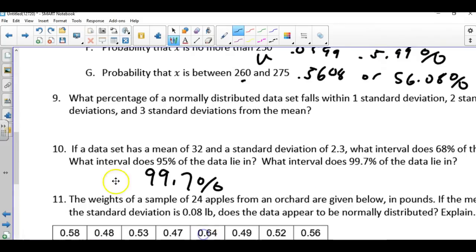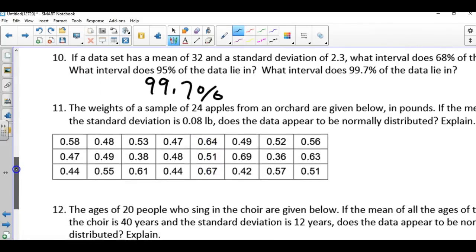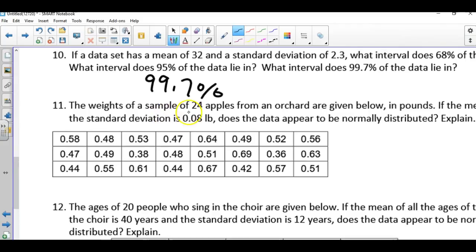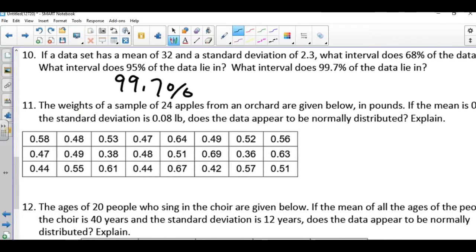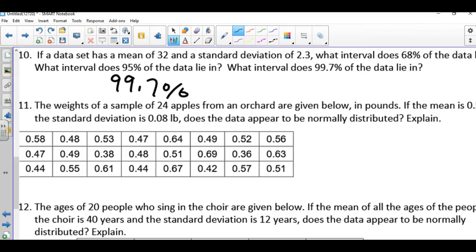All right, let's see here. The next problem says the weights of a sample of 24 apples from an orchard are given below in pounds. So it's 24 weights right here. If the mean is 0.5 and the standard deviation is 0.08, does this data appear to be a normal distribution? And explain.